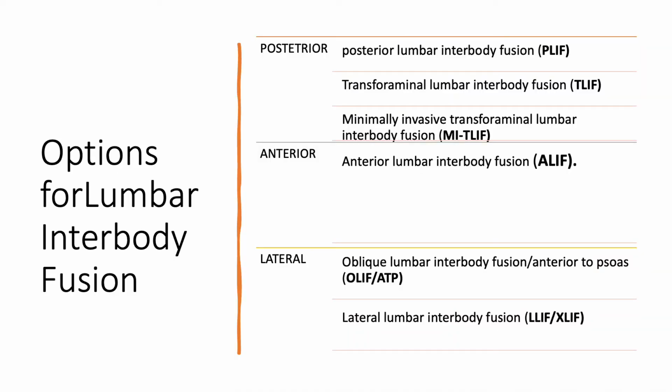Now let's look at what are the various options that are available for a lumbar interbody fusion. Again, it can broadly be categorized into posterior, anterior, or lateral. Posterior, which used to be the more traditional techniques, includes the PLIF or the posterior lumbar interbody fusion, or a TLIF, which is a transforaminal lumbar interbody fusion, and then MI TLIF or MIS TLIF, which is a minimally invasive transforaminal lumbar interbody fusion. For anterior, you have the ALIF or the anterior lumbar interbody fusion. And for lateral approaches, you have the OLIF or the oblique lumbar interbody fusion, or ATP or anterior to psoas approach. And also we have the XLIF, which is a lateral lumbar interbody fusion or extreme lateral interbody fusion.